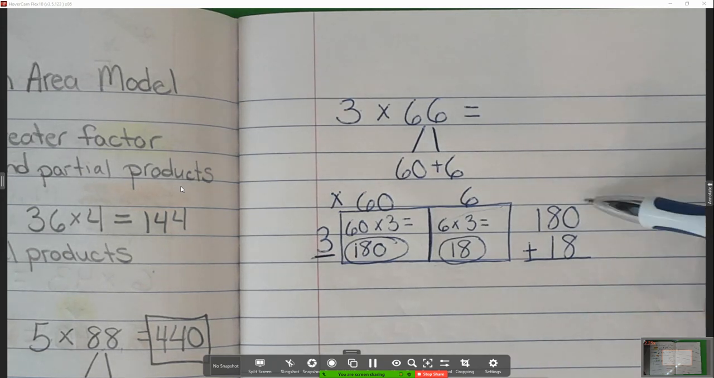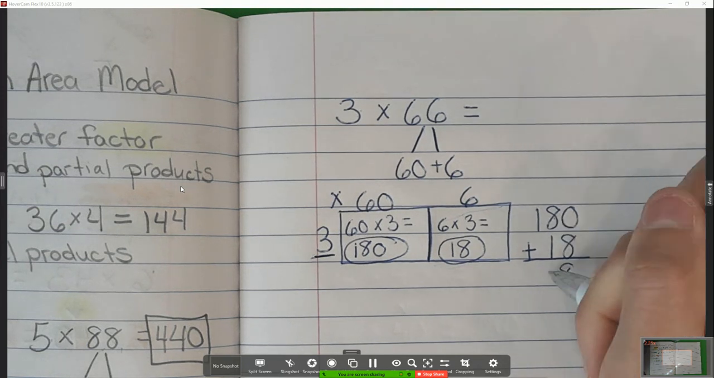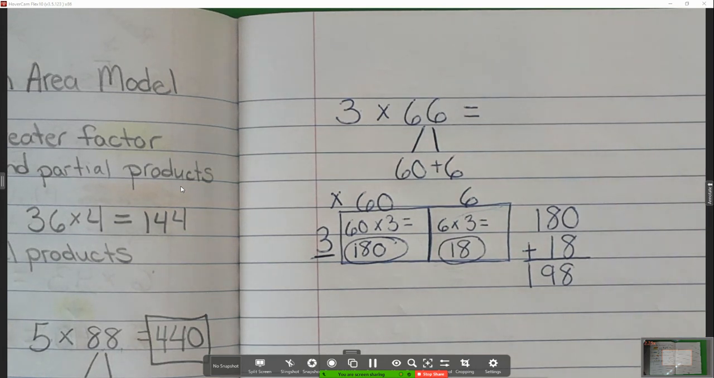So I start in the ones place. I have 0 plus 8 is 8. 8 plus 1 is 9. And then 1 plus nothing is 1. Friends, you guys are in 4th grade now. That means math is multi-step now. Notice how we've done 3 steps?